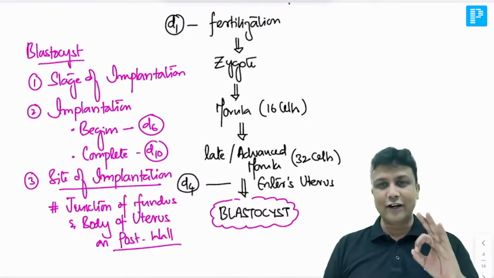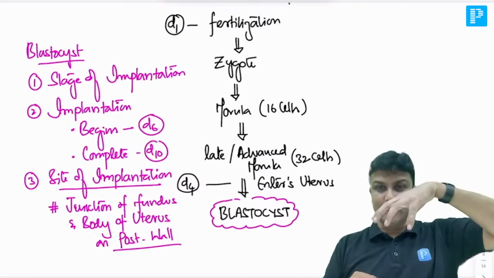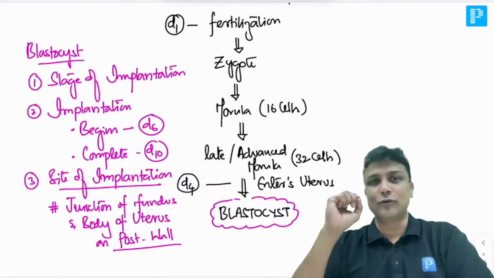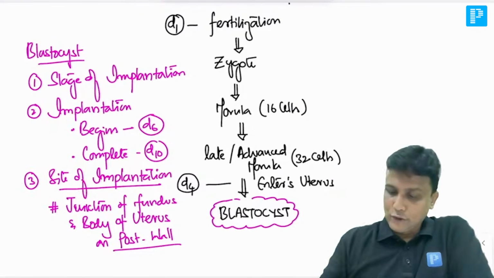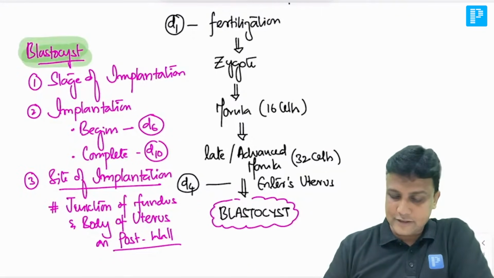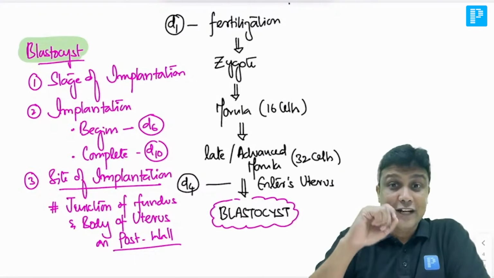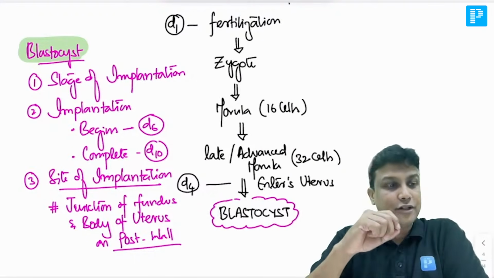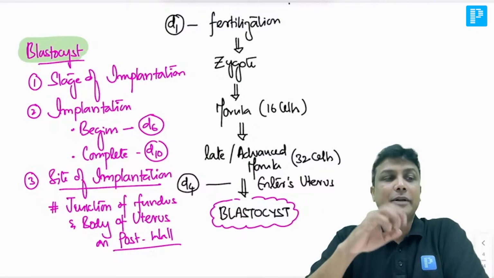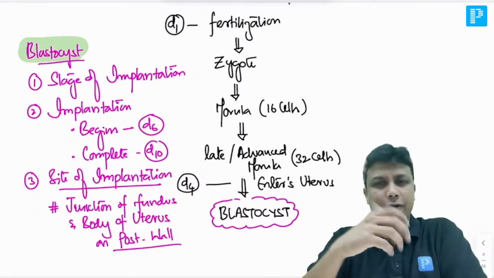So that is the exact site of a normal pregnancy. Remember that blastocyst will get implanted at the junction of fundus and body of the uterus, on the posterior wall of the uterus. Perfectly done. If you remember these 3 points, then you are done with the blastocyst. Each and every point regarding blastocyst is covered here. So what is the stage of implantation? Blastocyst. Implantation begins on which day? 6th day. Completes by which day? By 10th day. And remember the exact site of implantation: the junction of fundus and the body of the uterus, on the posterior wall.